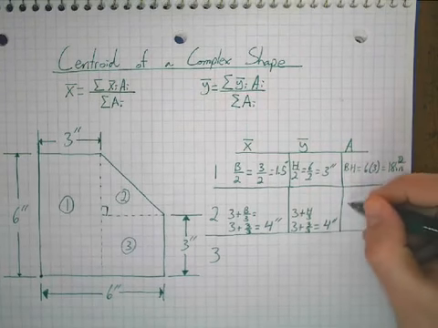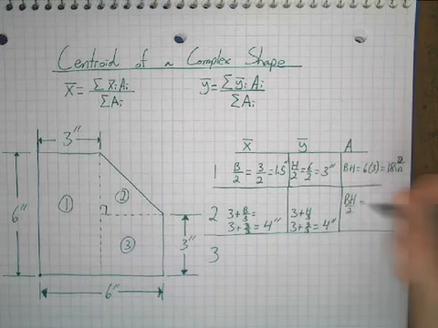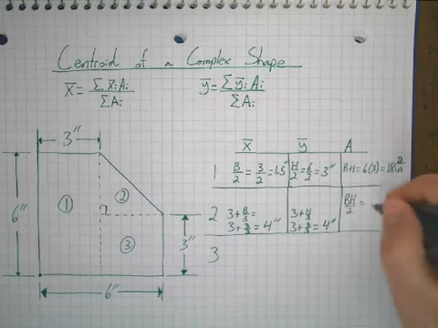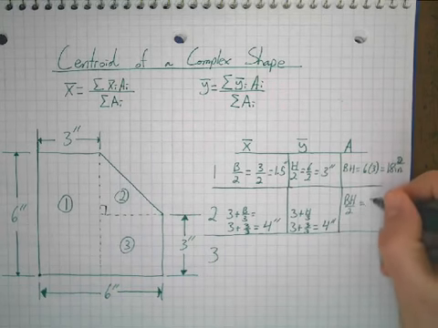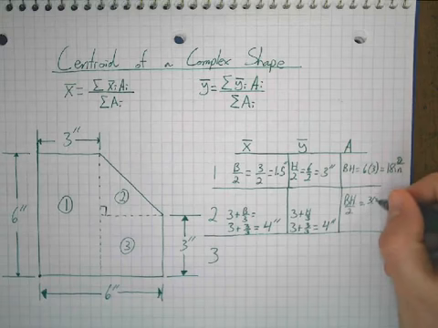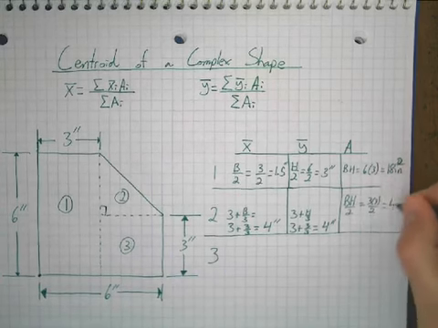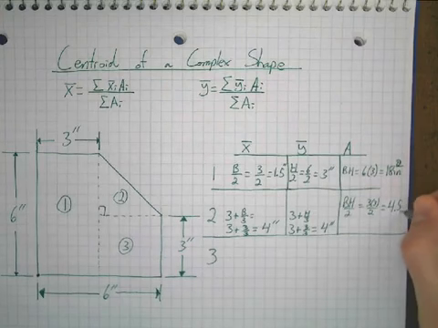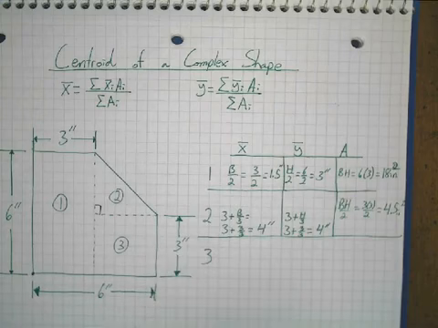And the area of a triangle is base times height over 2. And so I'm going to do 3 times 3 over 2 to get an area of 4.5 inches squared. Running out of paper there. Okay, 4.5 inches squared for my area of that one.